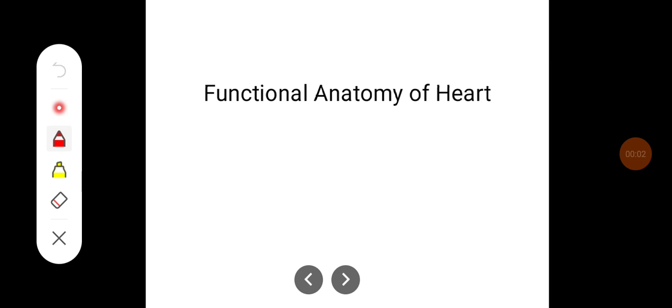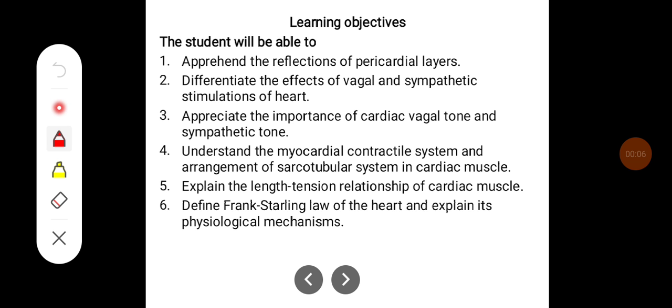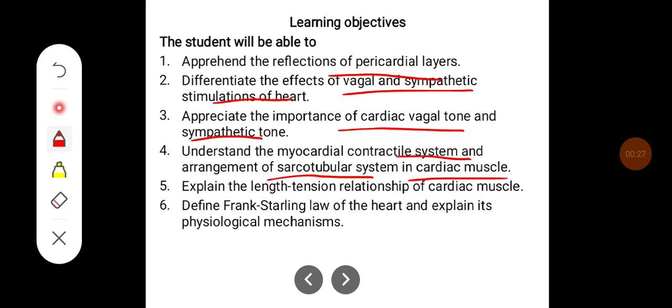Hello everyone, in this class we'll try to learn about the functional anatomy of the heart. The learning objectives would be to apprehend the reflection of pericardial layers, differentiate the effect of vagal and sympathetic stimulation of heart, appreciate the importance of cardiac vagal tone and sympathetic tone, understand the myocardial contractile system and arrangement of sarcotubular system in cardiac muscle, explain the length-tension relationship of cardiac muscle, then define Frank-Starling Law of heart and explain its physiological mechanisms.